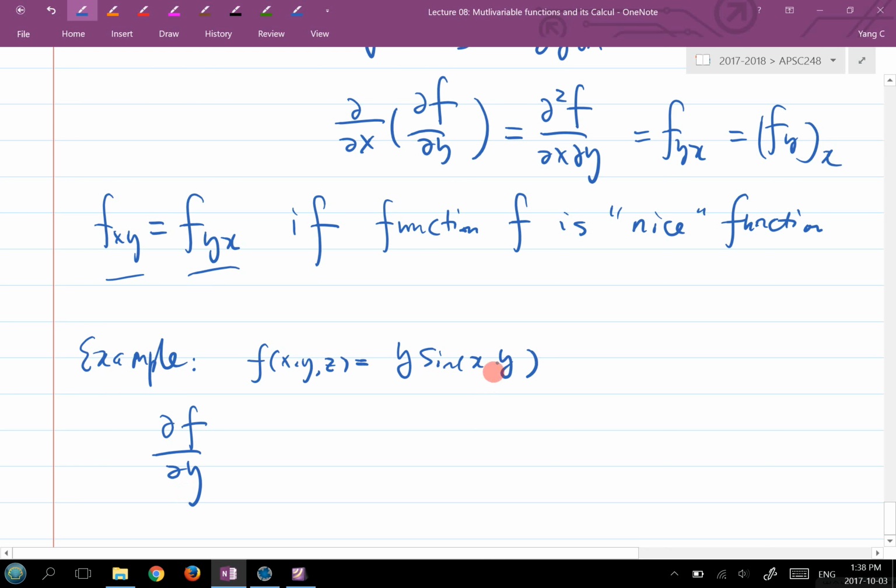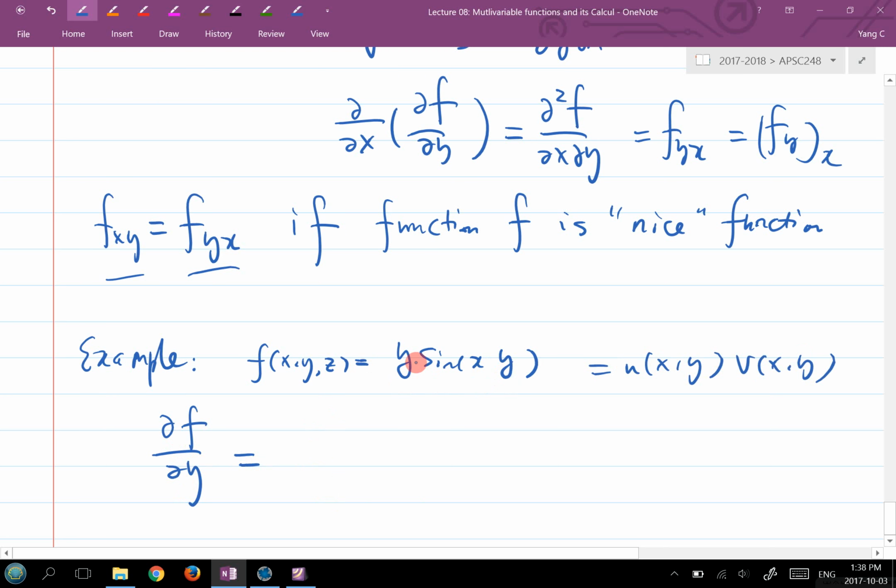Otherwise, if this is being treated as a constant, then instead of partial it's like df over dy, the regular way you're doing it. But you can't write it as df over dy. You still have to write it as partial f over partial y, right? Okay. So there's a y here, there's a sine here, so there are 2 parts of the function. So you actually need to use the product rule. You can think of this as u of xy and v of xy, right? So u of xy is y, v of xy is sine xy. Okay? So basically, the product rule.